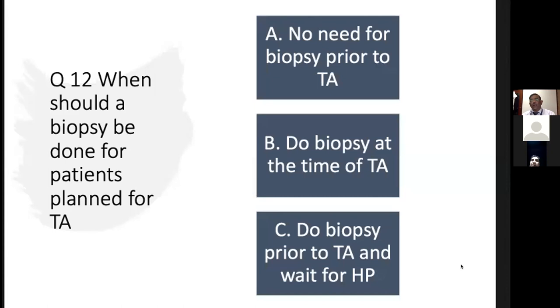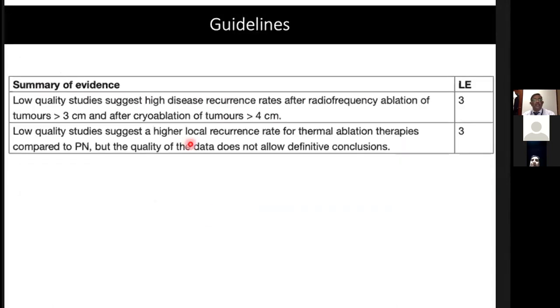Okay, so I end the poll now, and let's share the results with you. The majority of you think that a biopsy should be done first and wait for histopathology, and then decide whether thermal ablation is needed or not. Let's look at the guidelines. There is low quality evidence which suggests a higher disease recurrence rate after radiofrequency ablation of tumors greater than 3 centimeters and after cryoablation of tumors greater than 4 centimeters. So there is a different cutoff for cryo and RFA.